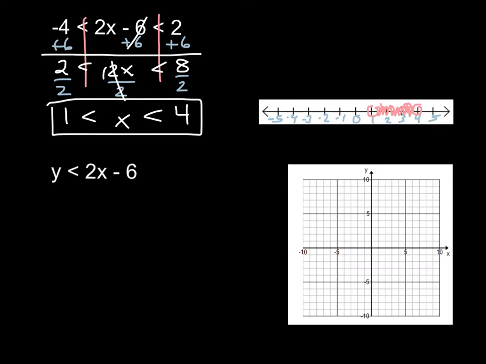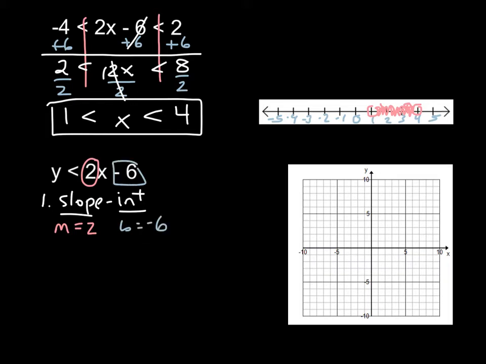Remember, step 1 is determine what form you are in. We are in slope-intercept form, which is y equals mx plus b. So we want to write our slope and we want to write our y-intercept. Our slope is 2, and our y-intercept is -6.